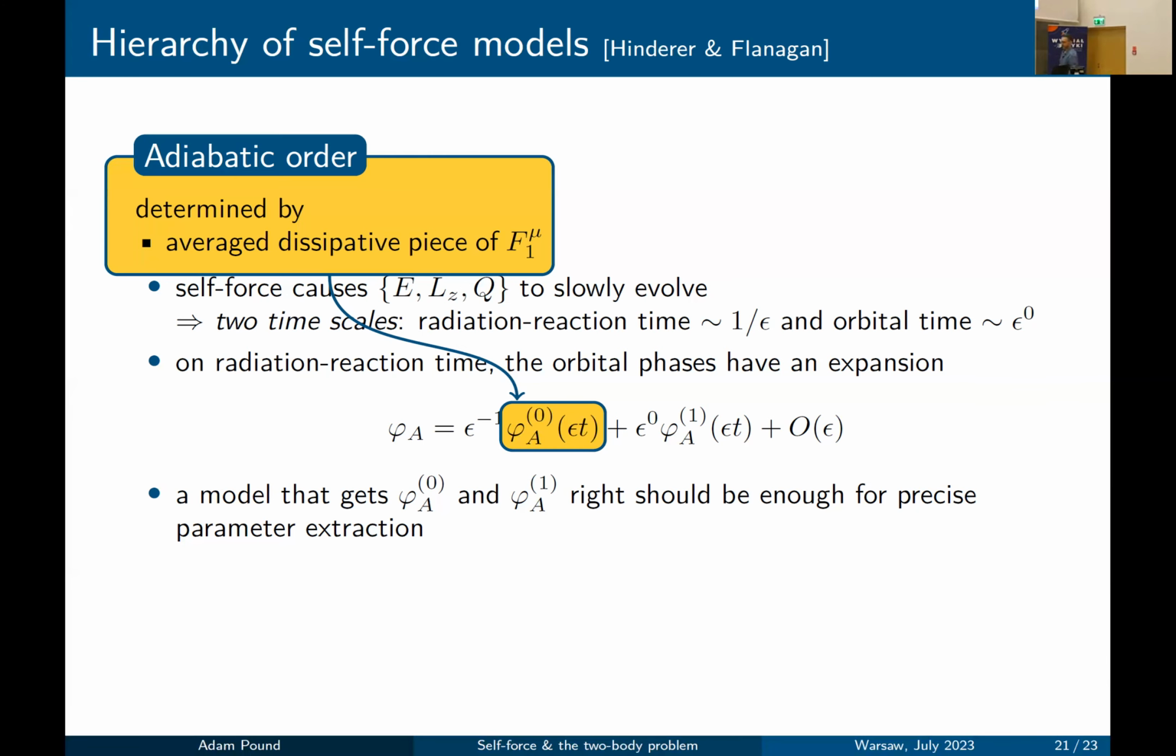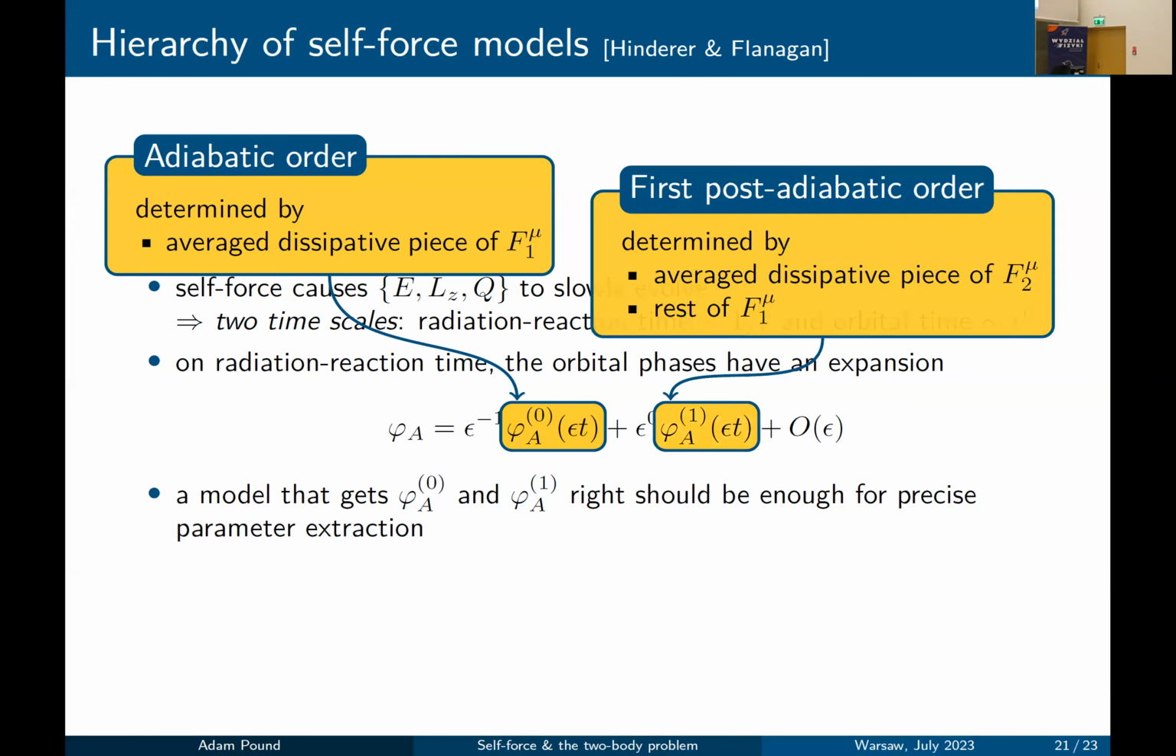Then for this next term, we call that first post-adiabatic order. You'll hear me referring to this as 0PA, 0th post-adiabatic order, and this as 1PA, first post-adiabatic order. So for this, we need more dissipative information. Now we need the averaged dissipative piece of the second order self-force. So we need to go to second order in perturbation theory. And we need all the rest of the first order self-force.